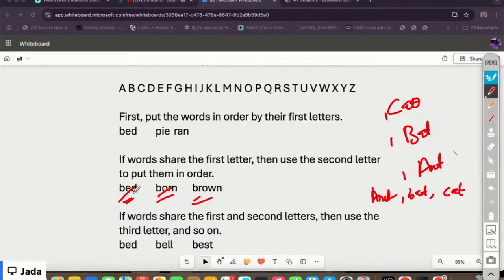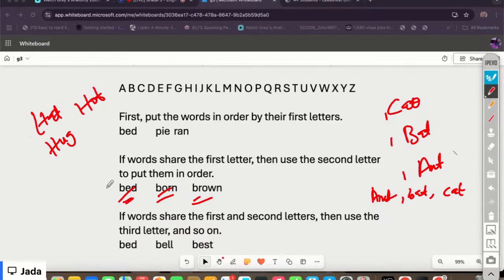So this one is about the second letter, right? So you have to make sure that you check B-E, B-O, B-R. So E comes first before O and then R. Then we also have an example like this. We have hat, hog, hot. So you have to put them in the right order. So which one comes first, which one comes second, and third.